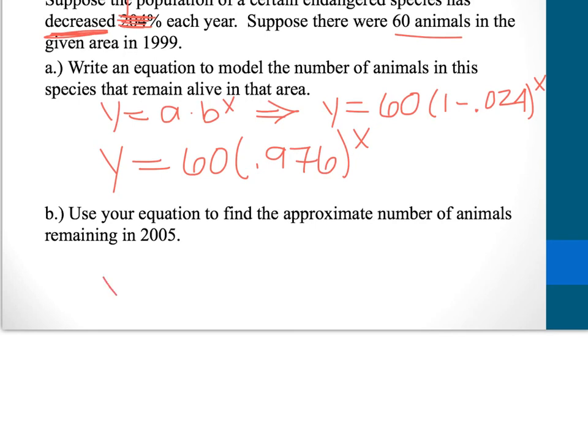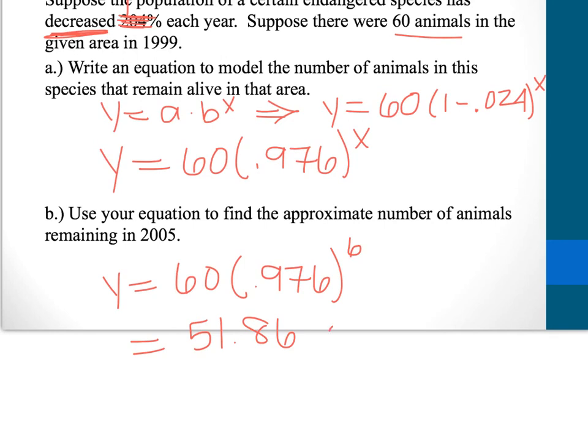So I have y equals 60 times 0.976 to the power of 6, because 2005 minus 1999 is going to give me 6 years. When I go and type this into my calculator, I get 51.86. So this tells me I'm going to have about 52 animals left, or in 6 years, our population has decreased by about 8.